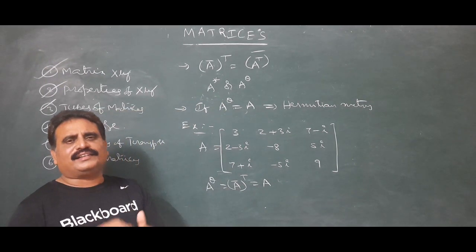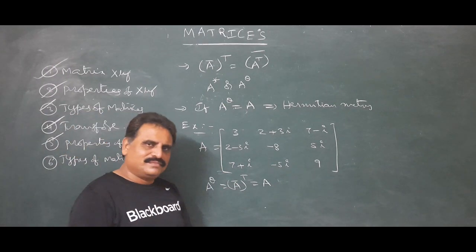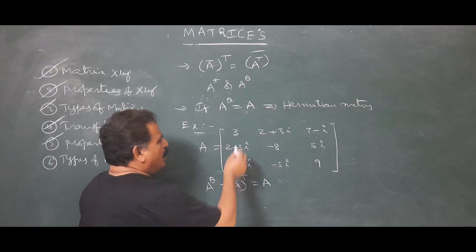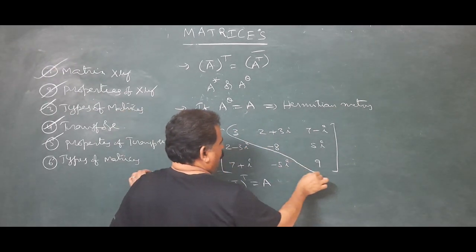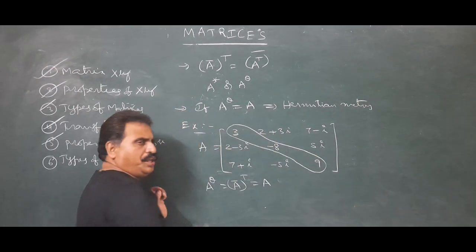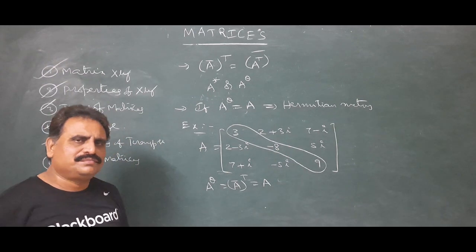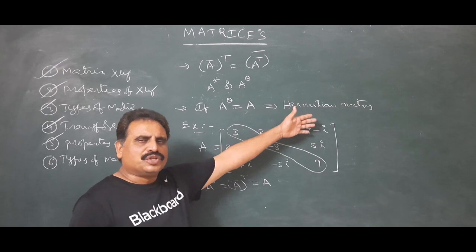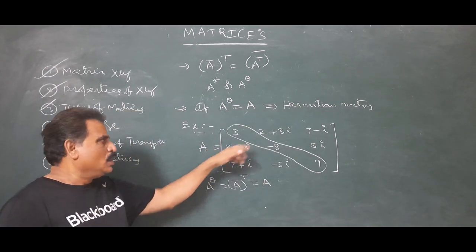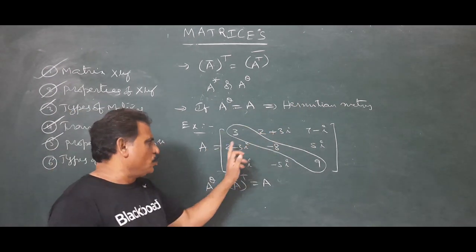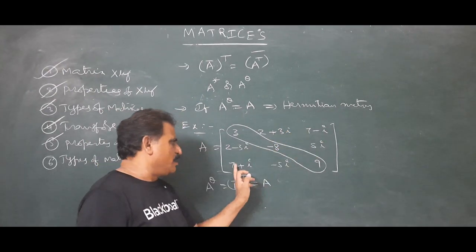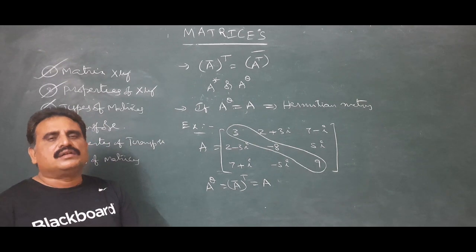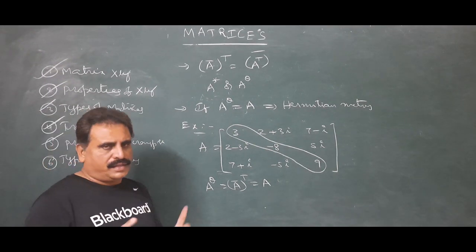So how to construct a Hermitian matrix? Very simple. Look here. All the elements in the principal diagonal must be real, purely real, no i in that, and the above elements conjugate down. 2 plus 3i conjugate 2 minus 3i, 7 minus i, 7 plus i, 5i conjugate is minus 5i. Such type of matrices are Hermitian matrices.